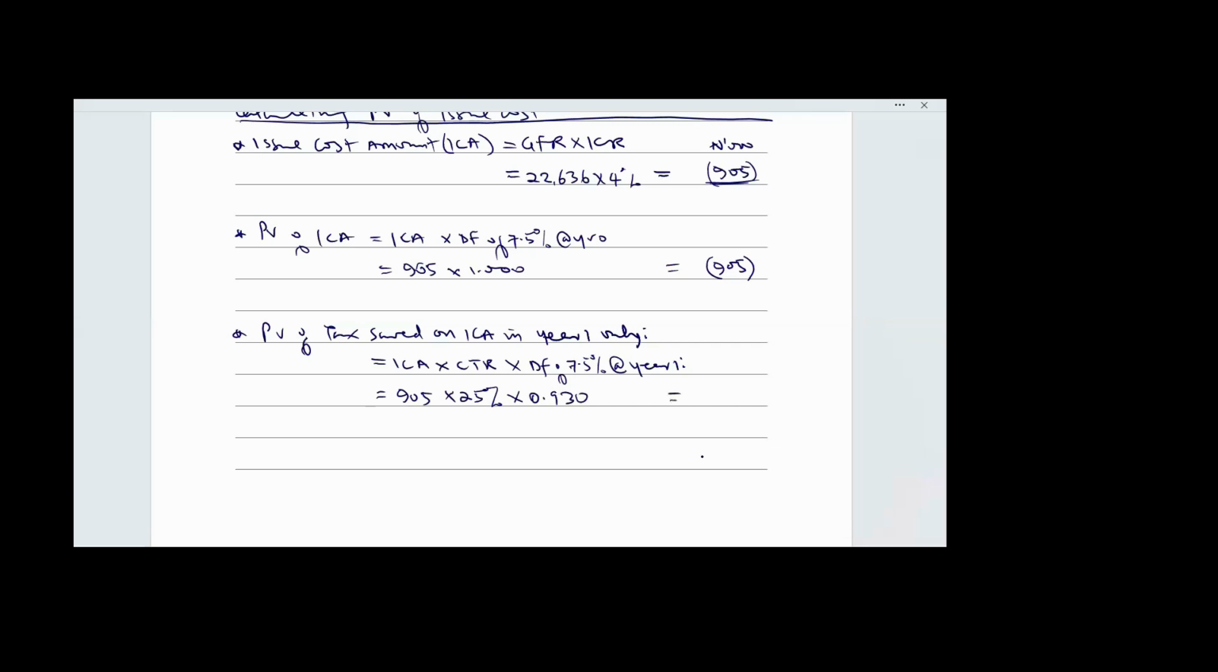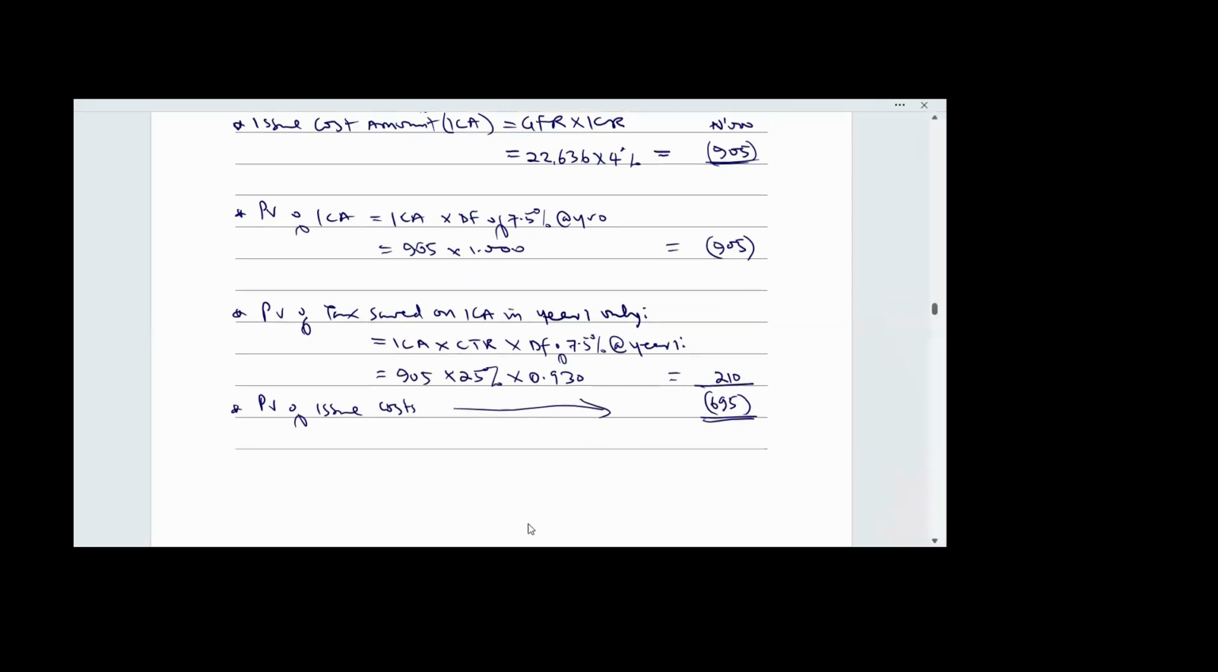Therefore, what do you have? 905 multiplied by 0.25 multiplied by 0.93 equals 210. Therefore, what's the PV? That's 695, in brackets. This represents the PV of financing. This is the PV of issue costs, 905. So I'm done with that. Move to the next one.